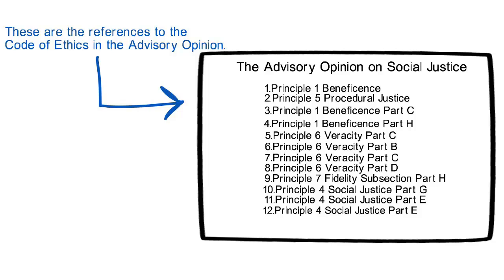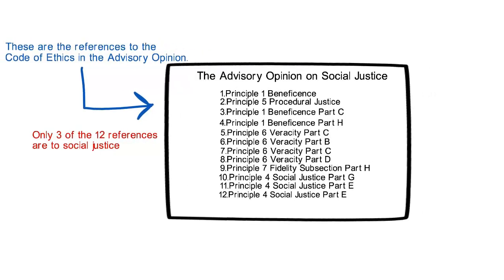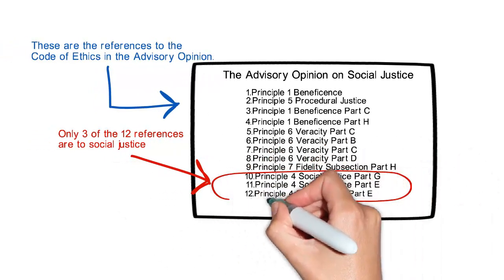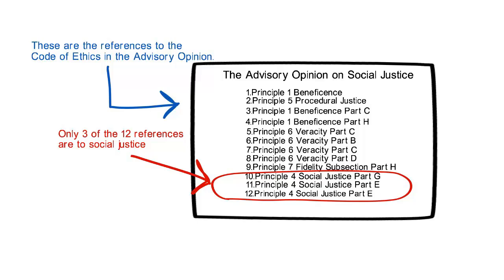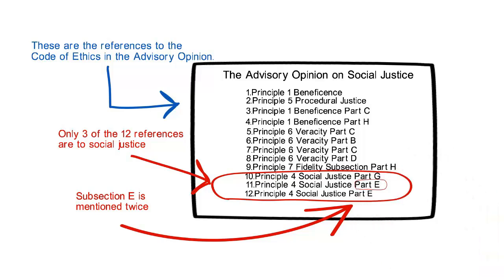Note that there are a total of 12 references to the Code of Ethics in the advisory opinion. The problem is that only 3 of these are to Principle 4, and these 3 references are to only 2 parts of Principle 4. One is to Part G, and then there are 2 references to Part E. What's worse, however, is that the contents of Parts G and E are not new to the Code of Ethics or unique to the social justice requirement.